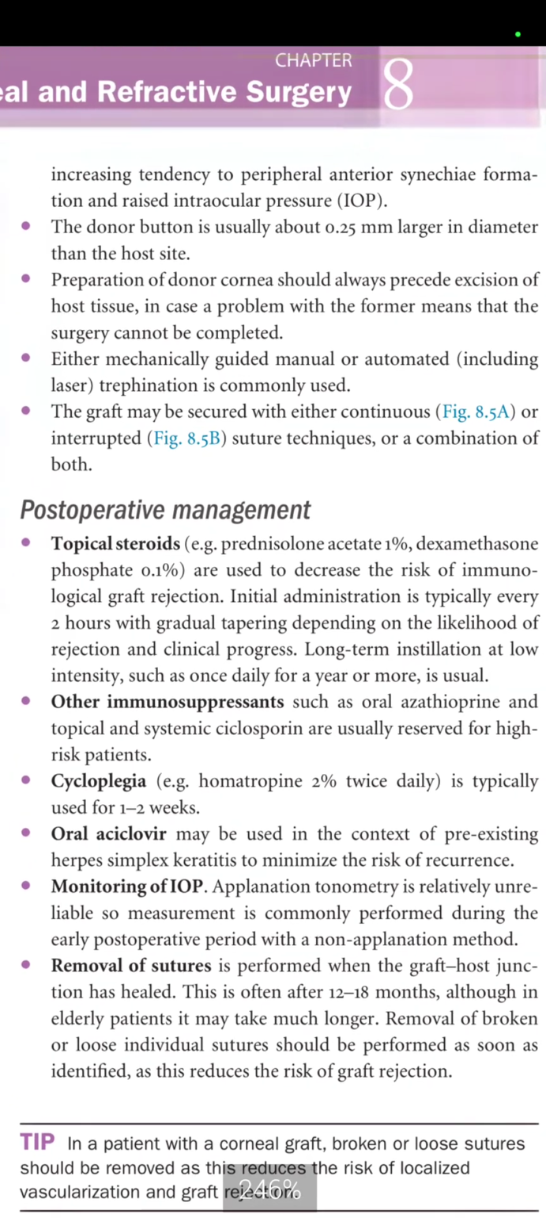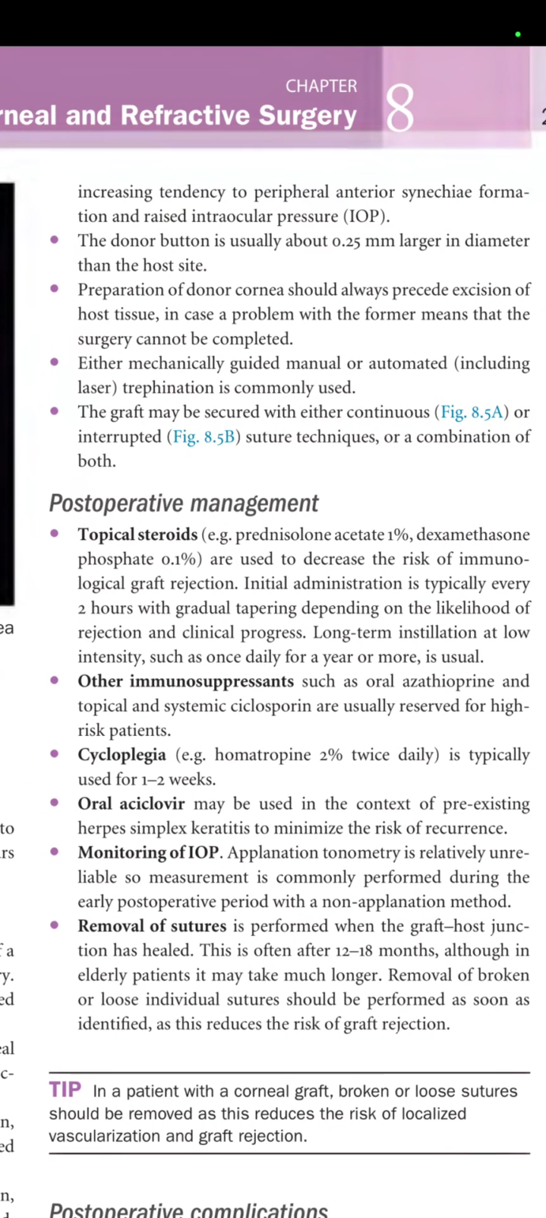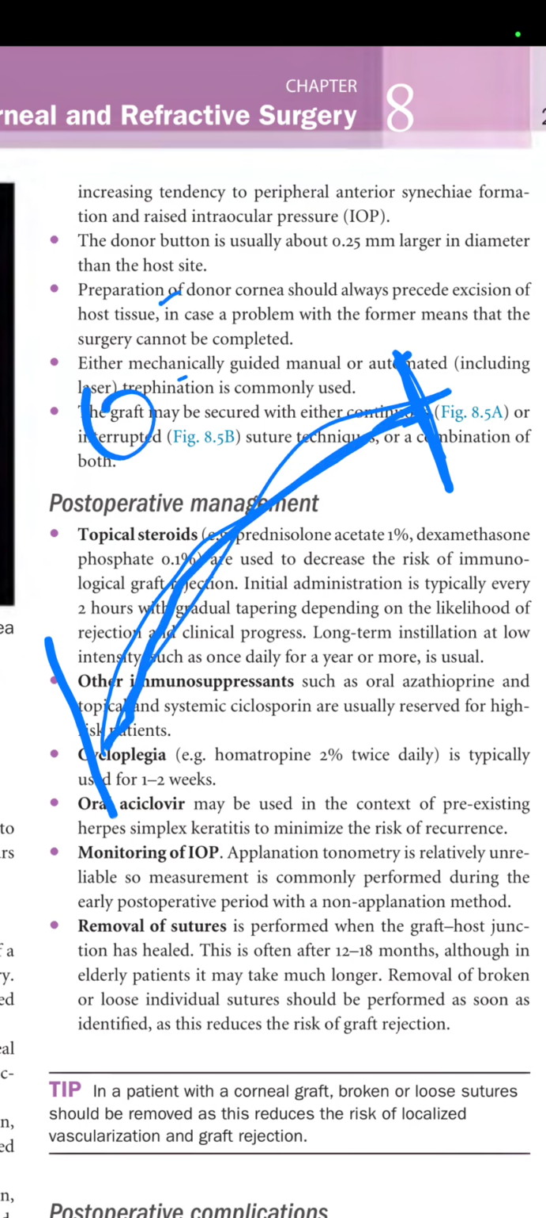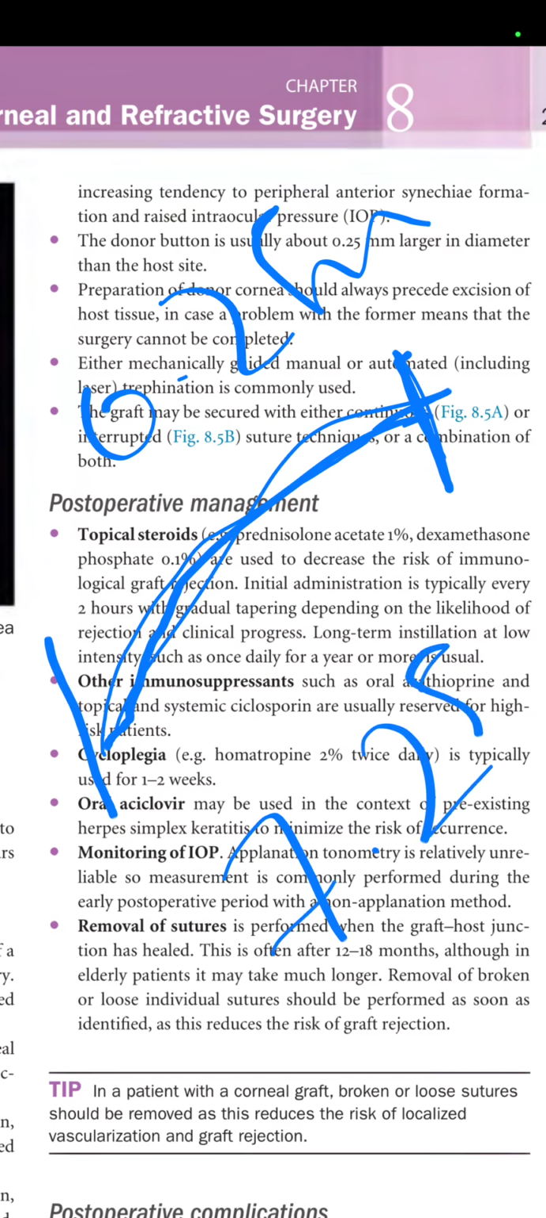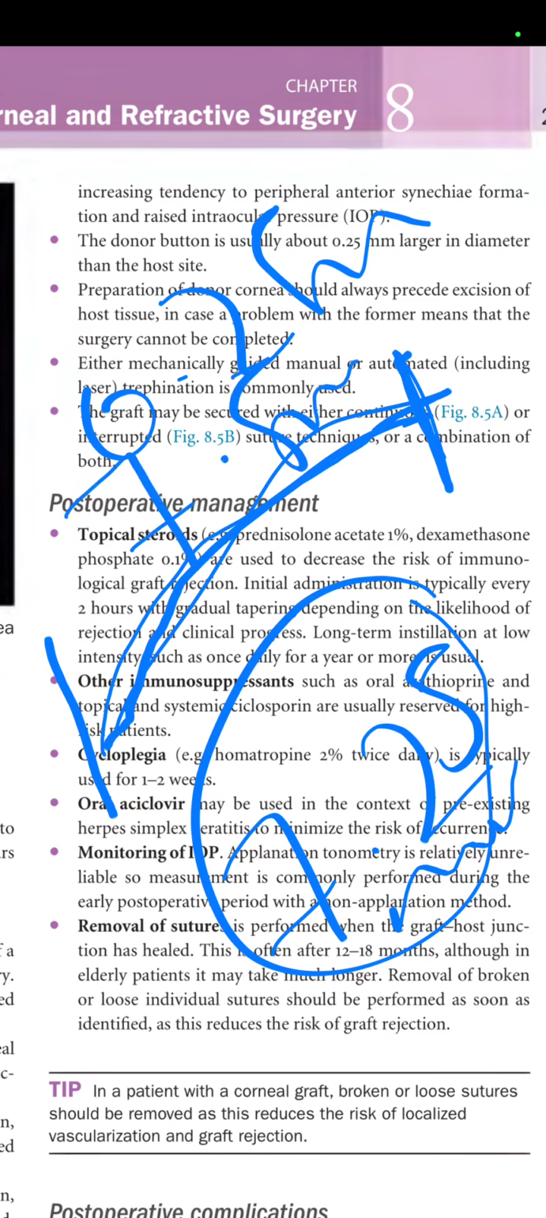The donor button is usually 0.25 mm larger in diameter than the host site. So when you prepare the donor cornea, you make it 0.25 mm larger. For example, if the host cornea is going to be trephined at 7.25 mm, you are going to take 7.5 mm of the donor cornea.